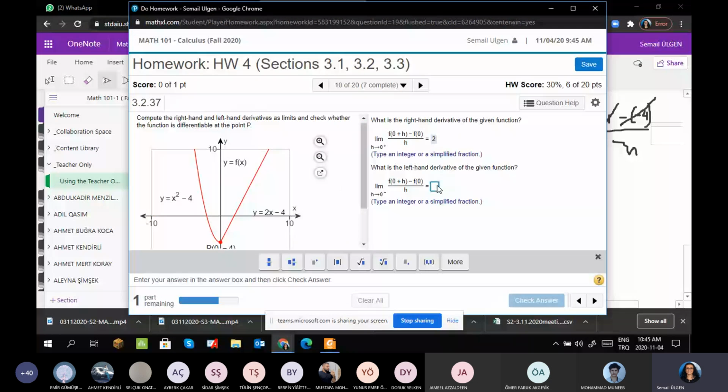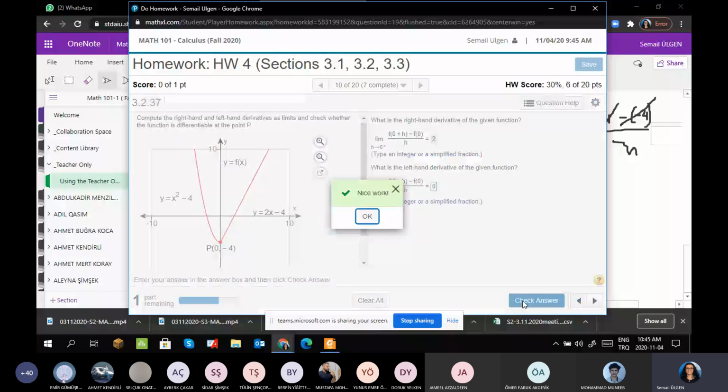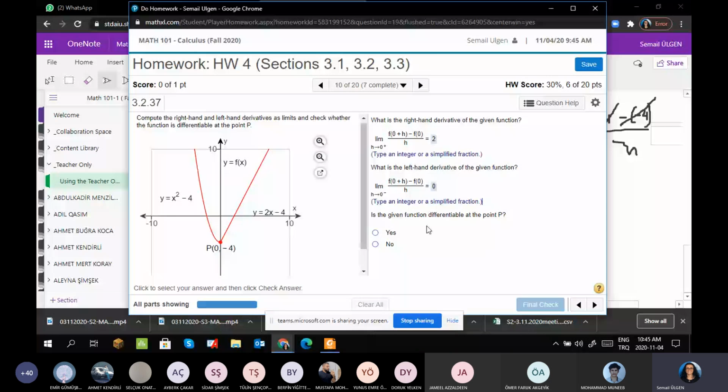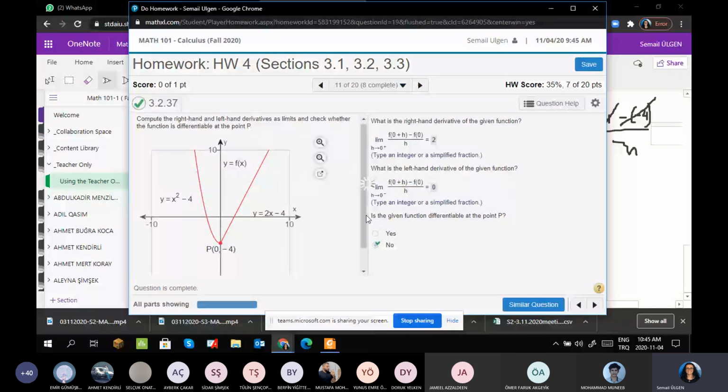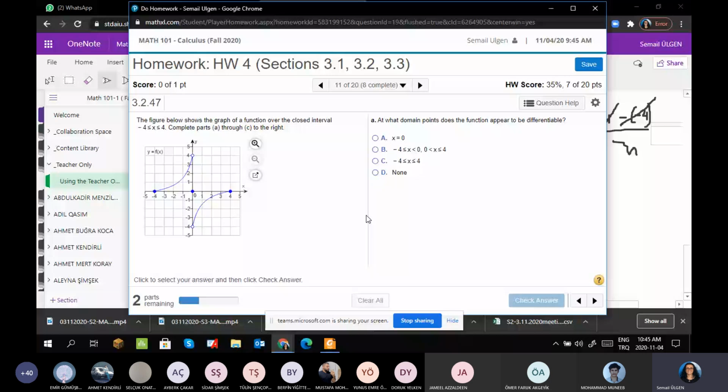The left-hand derivative, if you do it the long way, which you are expected to do, you are going to see that it is 0. Okay, let's check that answer. Is the given function differentiable at the point P? We look at the right-hand derivative and the left-hand derivative, and they do not agree. So we are going to say no, this function is not differentiable at the point P. It could be differentiable at another point, but not at 0, at this point P.